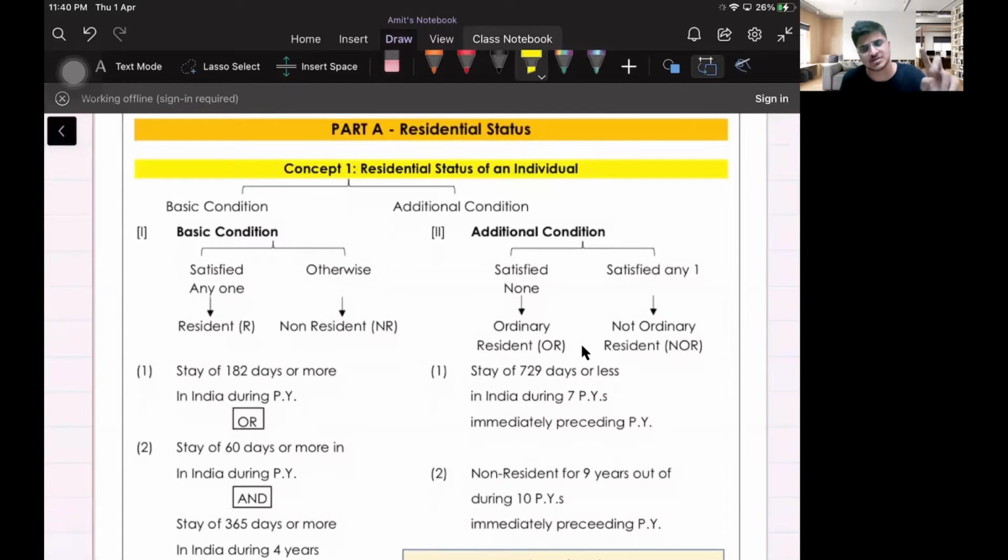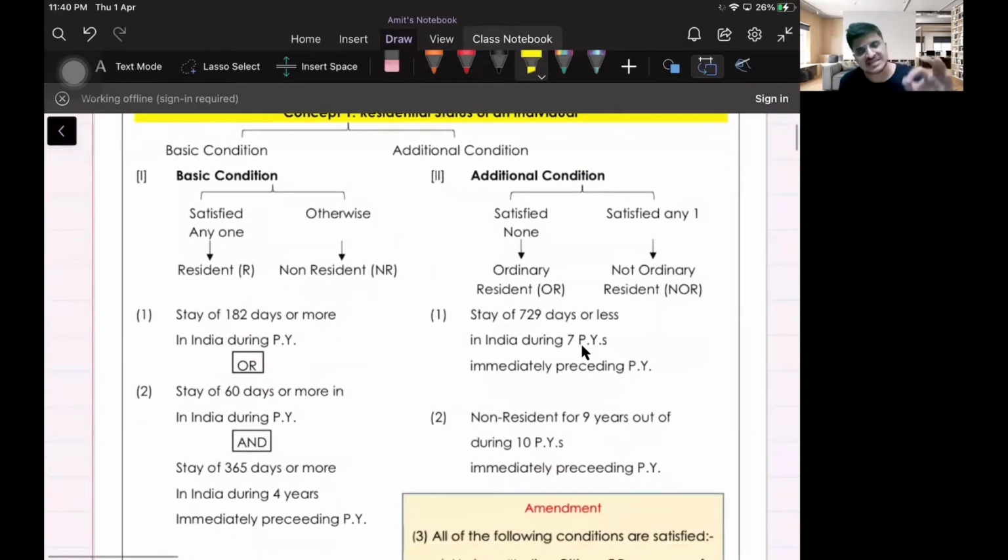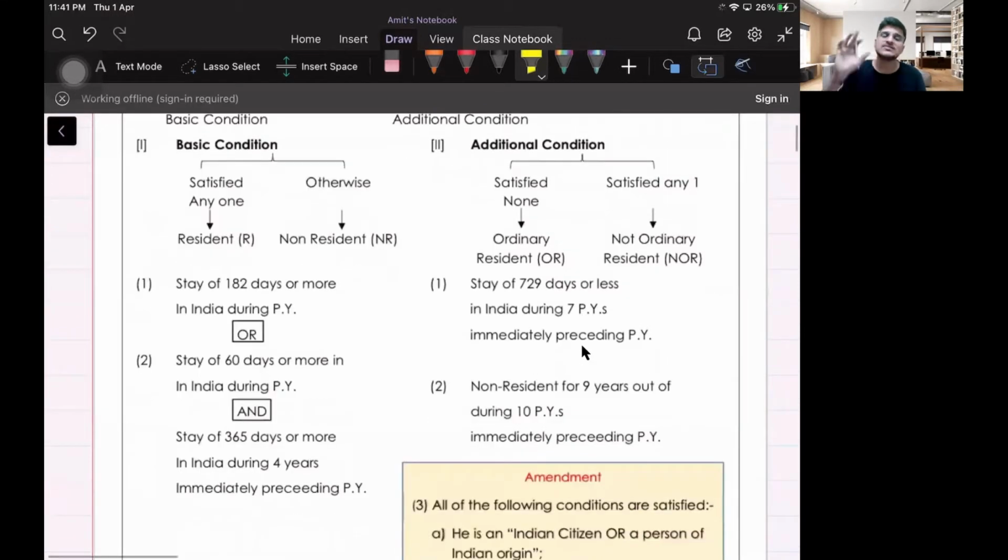There are two basic conditions. Basic condition number 1: in the previous year, I'm staying in India for equal to or more than 182 days. Or, basic condition number 2: in the previous year, I'm staying in India for 60 days or more and 365 days or more during 4 years preceding the previous year.